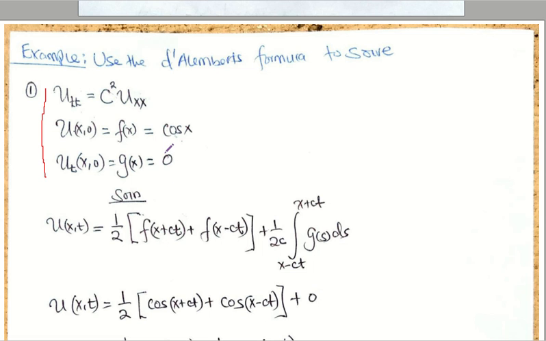Now in this particular case, let's write the D'Alembert's formula. Here is the D'Alembert's formula. u(x,t) equals 1/2 [f(x+ct) + f(x-ct)] plus 1/(2c) times the integral from x-ct to x+ct of g(s) ds.